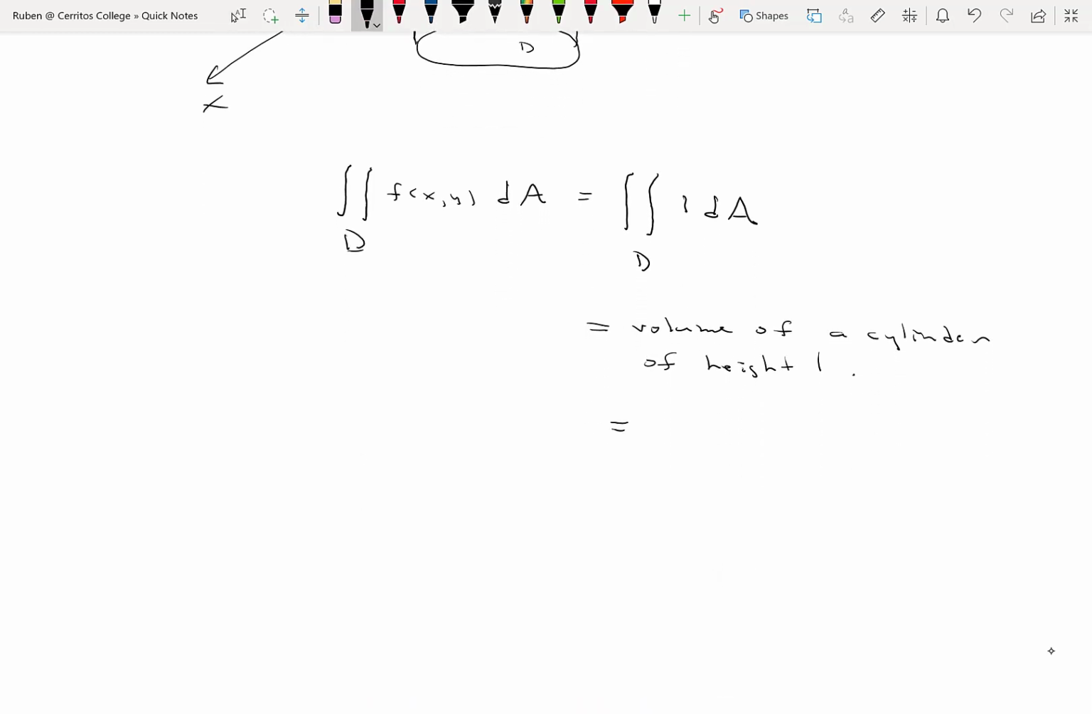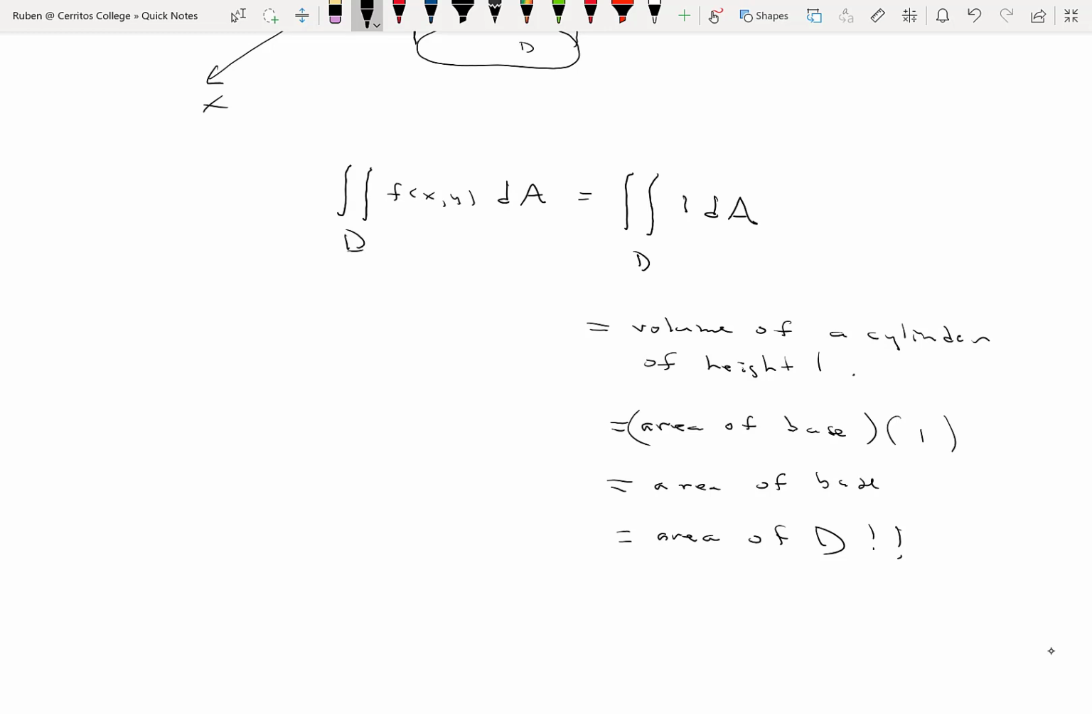This is going to be very interesting if you don't see it yet. It's the area of the base times the height times 1. Well, the area of the base times 1, that's just the area of the base. The base is D. It's the area of D. So the double integral of 1 just gives you the area of the region over which you're integrating.